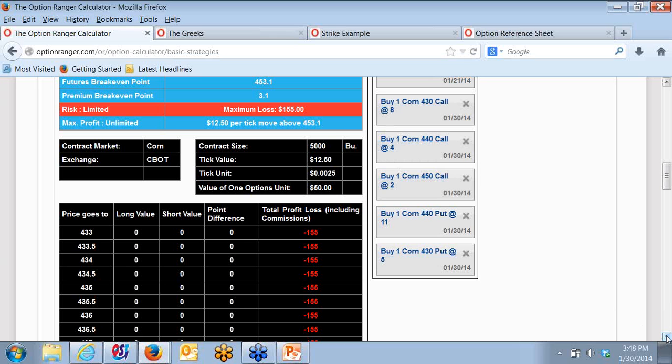So the farther out of the money you are, the less you pay, which is good if you're buying options, the less your risk, which is good if you're buying options, but the larger the move and the greater the volatility that is required to make that trade work out.